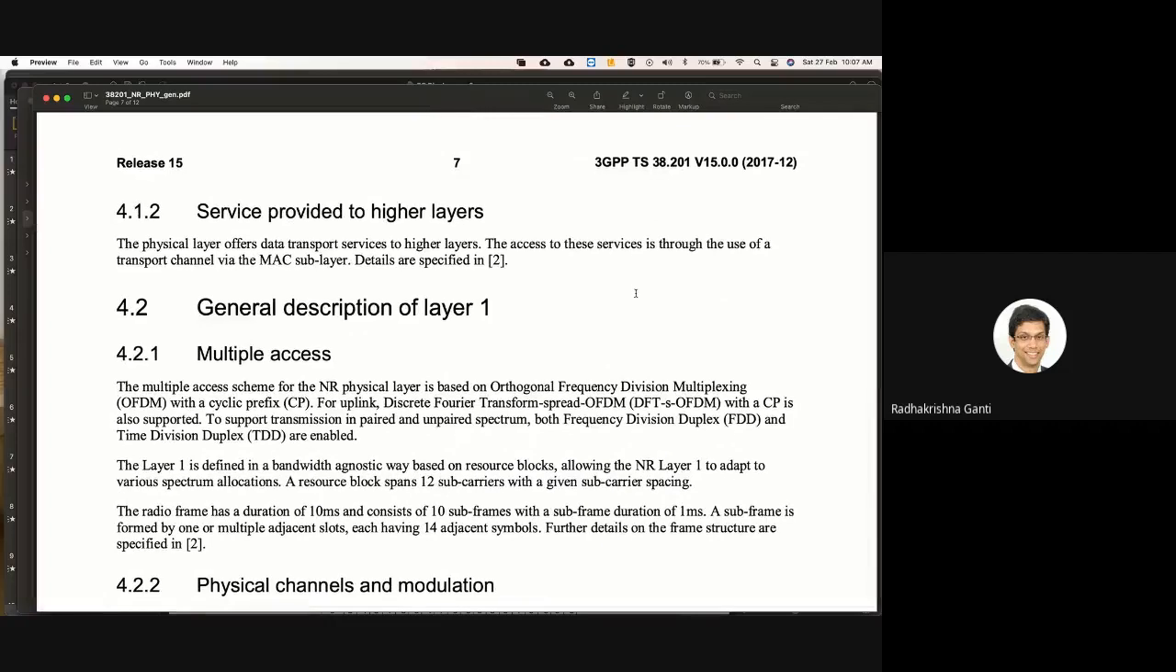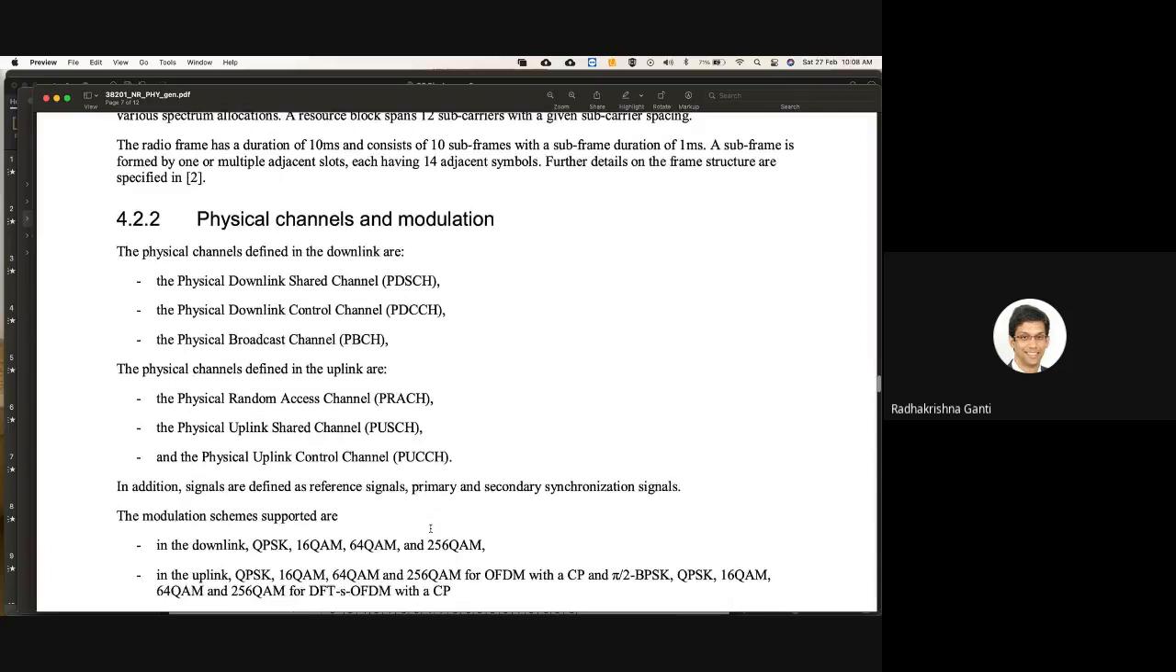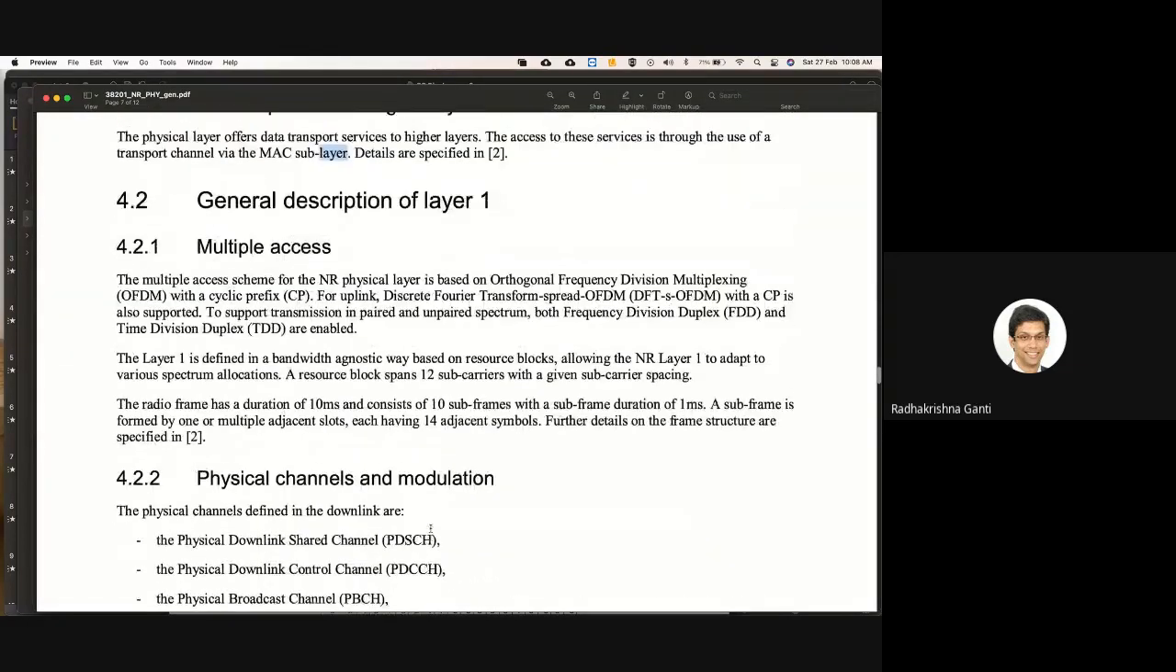Then this document goes on to describe the services that the physical layer provides to the higher layers. The physical layer offers data transport services to the higher layers. These are accessed through the use of a transport channel in the MAC sublayer. Details are specified in the MAC documents, but they are generally giving a high-level description of what is there. I'm going to skip all this; we can just go through this once.